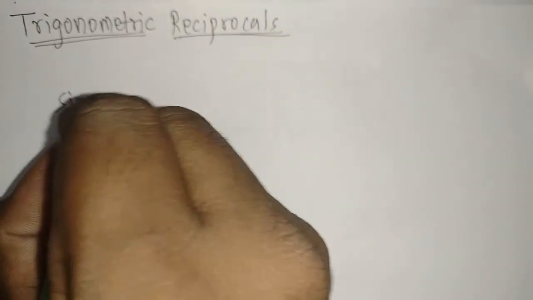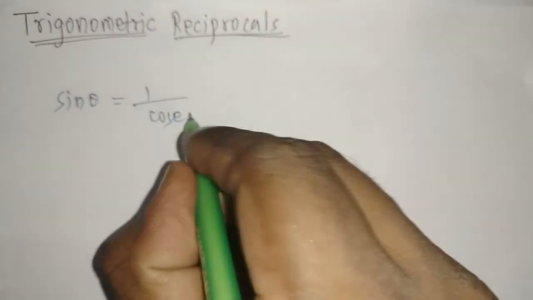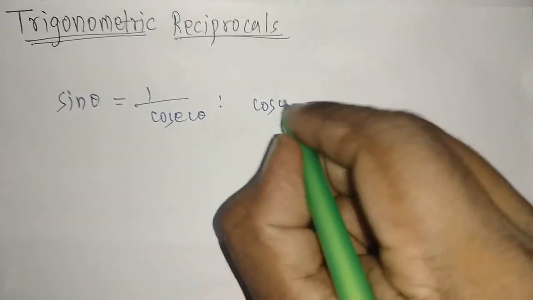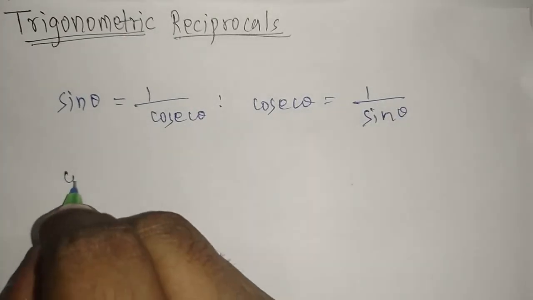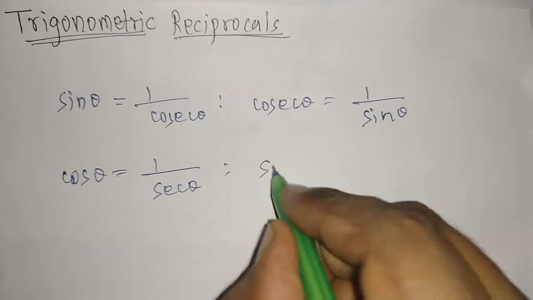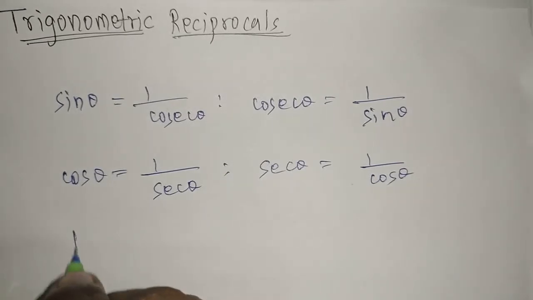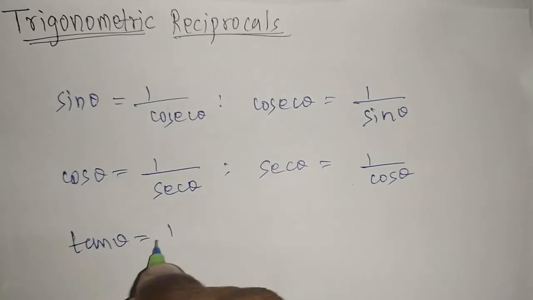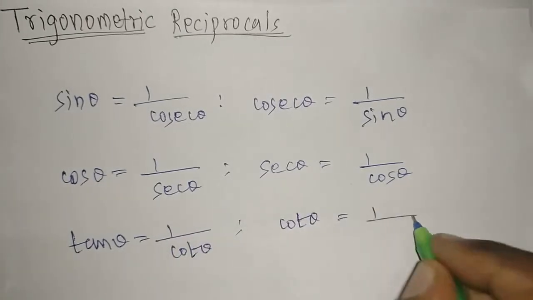Before going to the table, let's complete the trigonometric reciprocals. We have totally 6, one by one I will write. Sin theta is 1 by cosecant theta. You have to remember, if you want cosecant theta, opposite, it is 1 by sin theta. Likewise cos theta is 1 by secant theta, and if you want secant, it is 1 by cos theta. Tan theta is equal to 1 by cot theta, and if you want cot theta, it is 1 by tan theta.